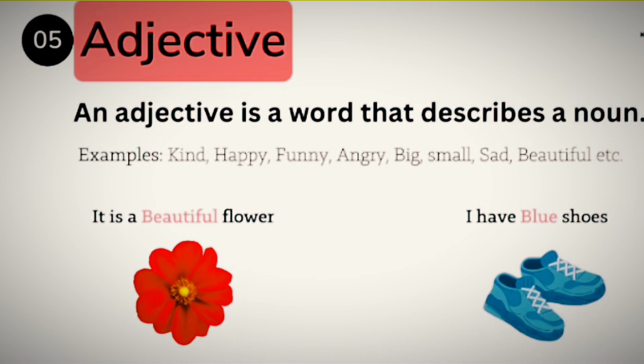Adjective. An adjective is a word that describes a noun. For examples, kind, happy, funny, angry, big, small, beautiful. It is a beautiful flower. The word beautiful is the adjective in this sentence. It describes the noun flower. I have blue shoes. The adjective in this sentence is blue.